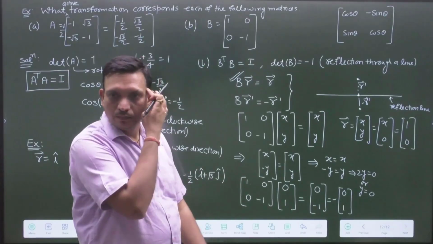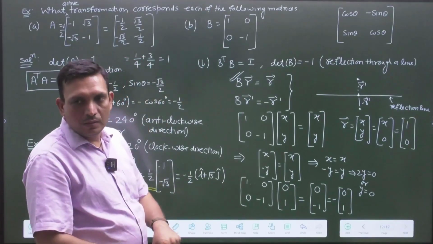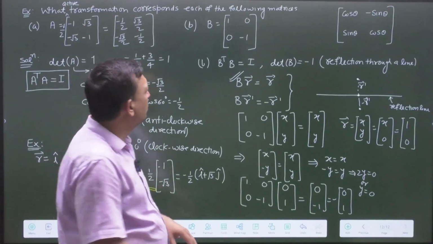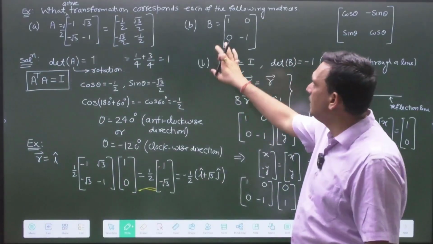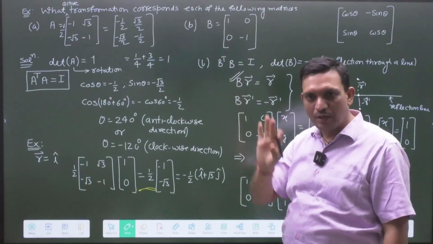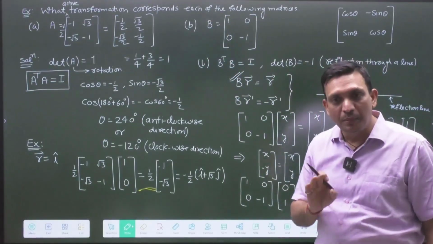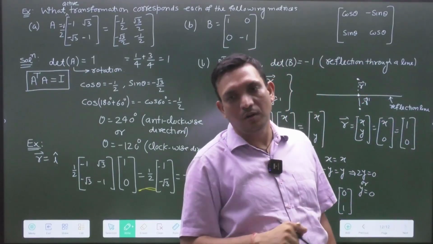When B is not producing minus R dash, that means it is not an orthogonal matrix, right? No. I am telling you, first you have to see B is an orthogonal matrix. That you have checked. Now you have checked determinant B is -1. It means there is a reflection involved.